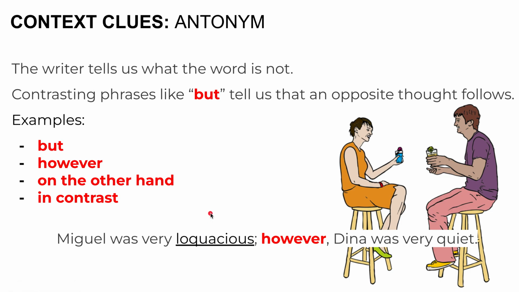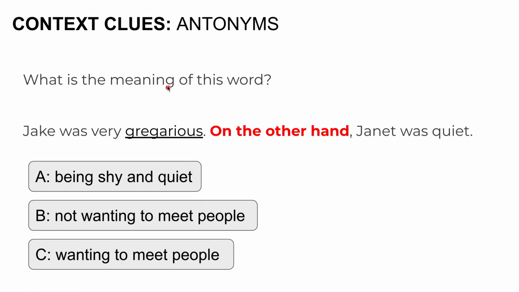Okay, moving forward now. Let's do an antonym context clue exercise. Okay, we're going to guess the meaning of gregarious. Jake was very gregarious. On the other hand, Janet was quiet. Okay, is gregarious A, being shy and quiet, B, not wanting to meet people, or C, wanting to meet people? Okay, go ahead, take 3 seconds. Okay, we know the correct answer is wanting to meet people.